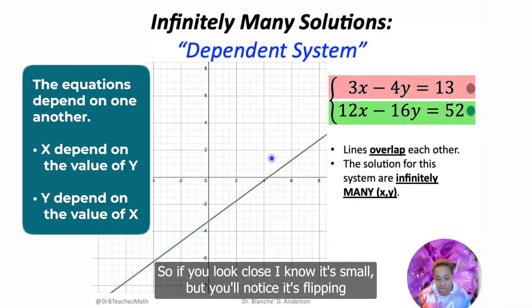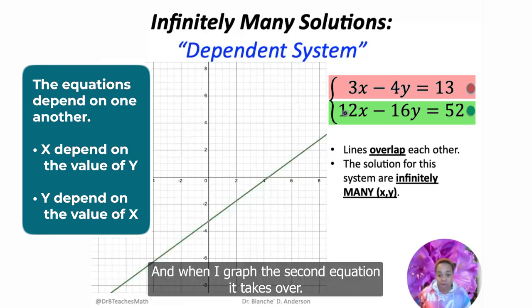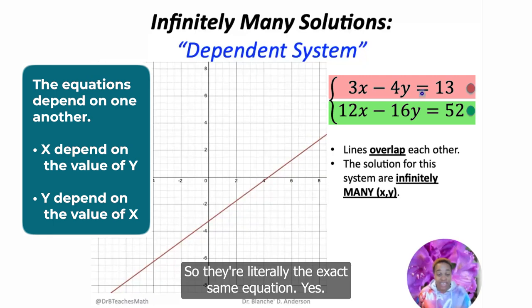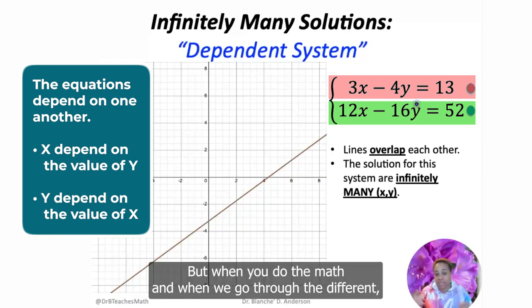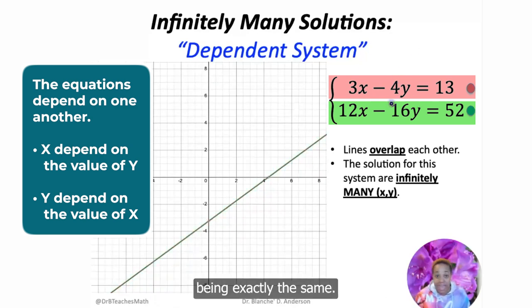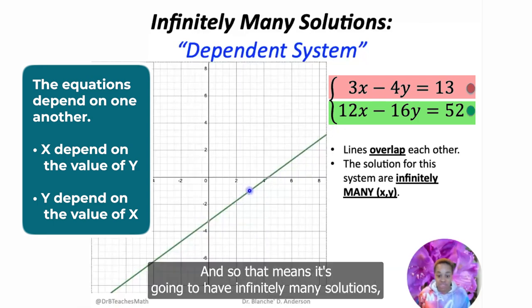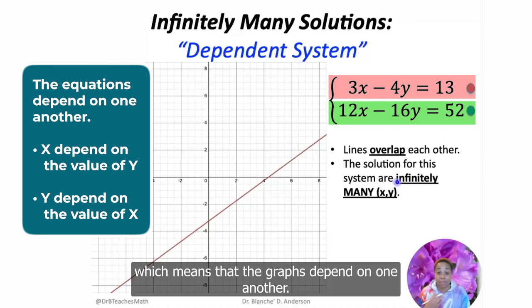If you look close, I know it's small, but you'll notice it's flipping from red to green. That's because the red is the first equation, and when I graph the second equation, it takes over. So they're literally the exact same equation. Yes, they look different, but when we go through the different methods of solving, you're going to see sometimes the equations end up being exactly the same. That means it's going to have infinitely many solutions.